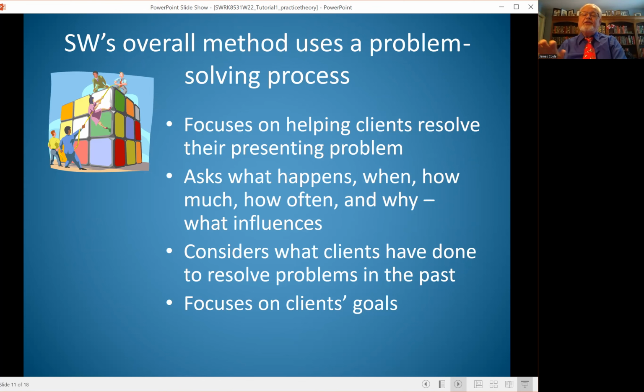It also focuses on the client's goals. So it's not so much about the worker saying, well, this is what you need to do. It's about the worker having a conversation with the client about what makes sense for them. What do they want to see happen?